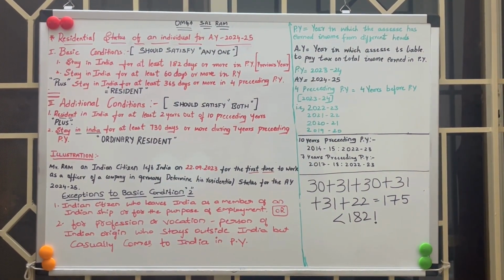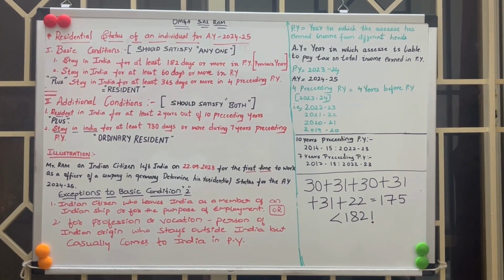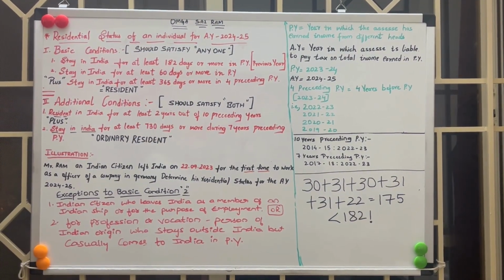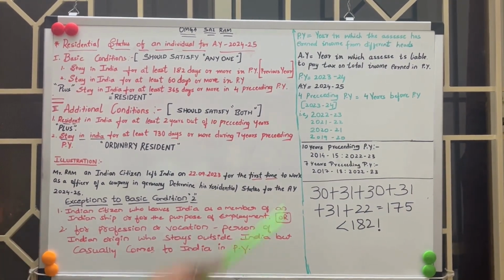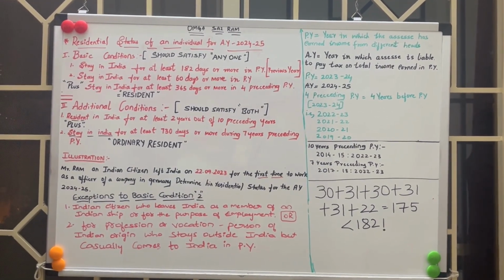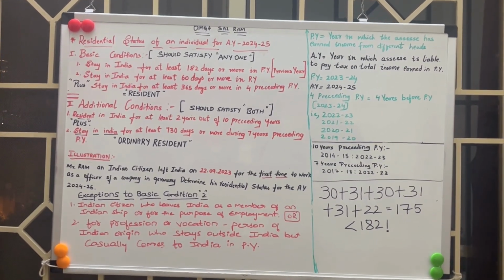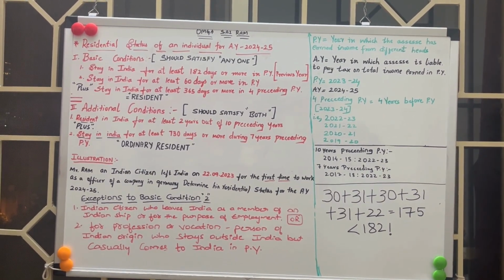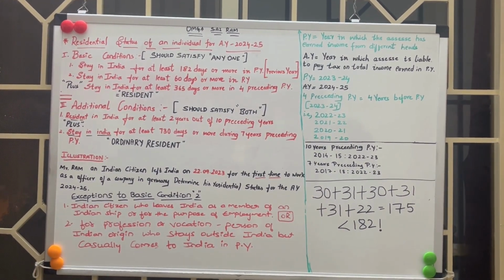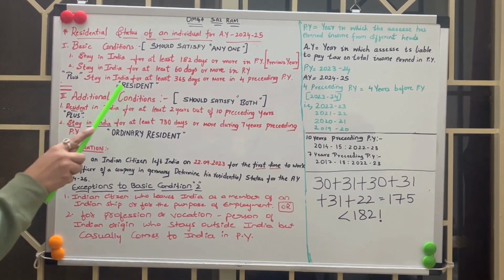What are the basic conditions? The first one is he should stay in India for at least 182 days or more in the previous year. What is previous year? Previous year is 2023-24, the period which I stated earlier. He should be in India for a period of 182 days from 1st April 2023 to 31st March 2024. If he satisfies this condition, then he will become resident.